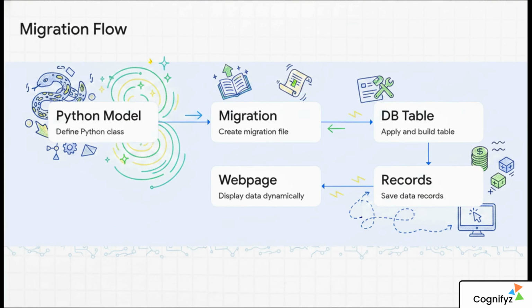So how does a Python concept actually become a real database table? Through a magical little workflow called migrations. You write your Python model, Django automatically creates a migration file, and then Django applies that migration to build the actual database table for you. From there, you can save records, pull them out, and display them on your web page. Migrations perfectly and seamlessly connect your Python code directly to your database structure.